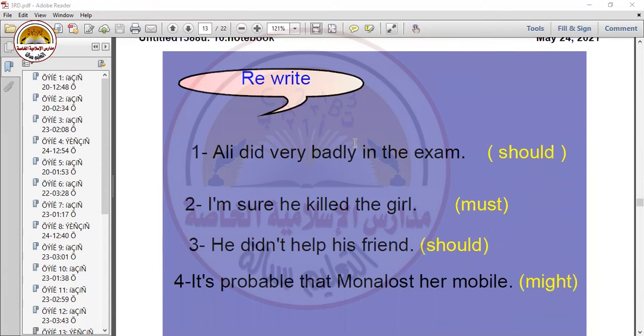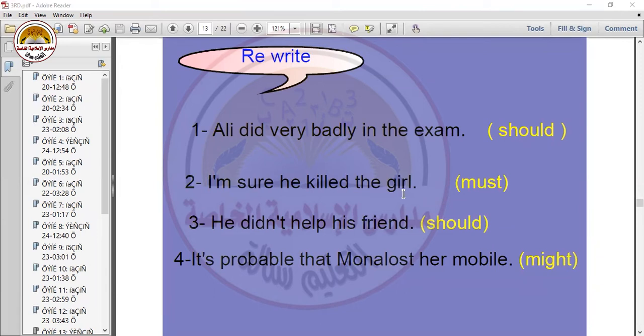Can you answer this exercise? Number one, Ali did very badly in the exam. We see here regret in the past. You should have done very well in the exam. Yes, very good, Ahmed.